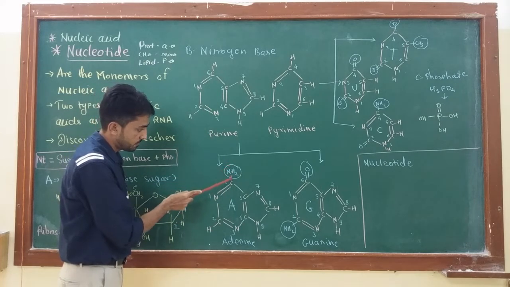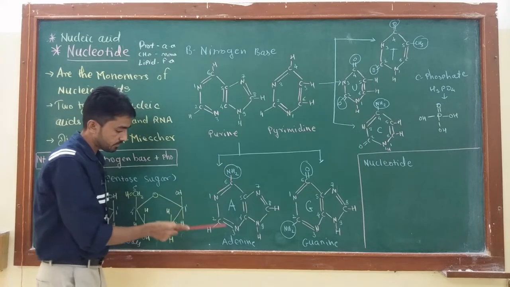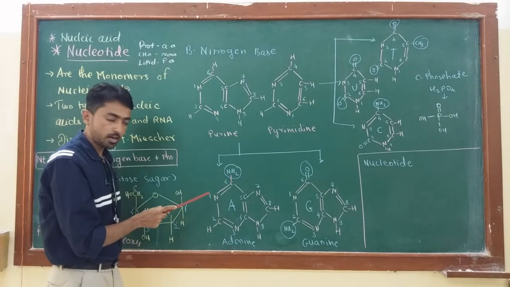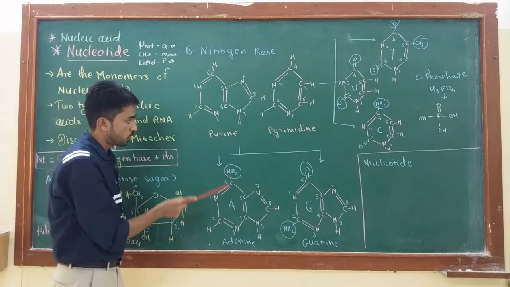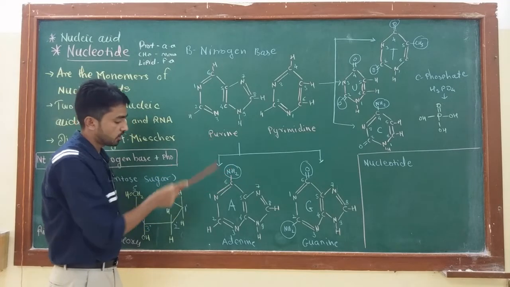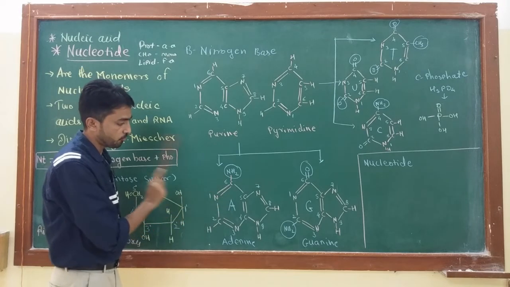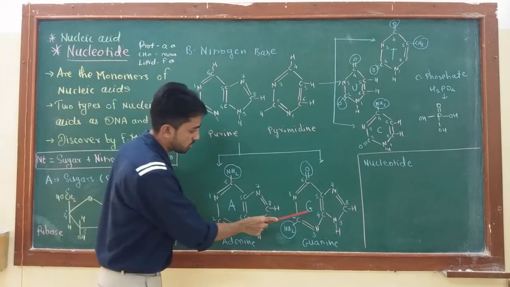Here you can see amino group. So adenine can also be called as 6 amino purine. This is the other name of adenine. In the same way, you can notice the difference in the guanine.